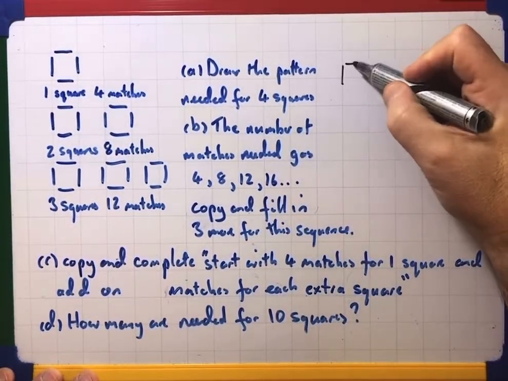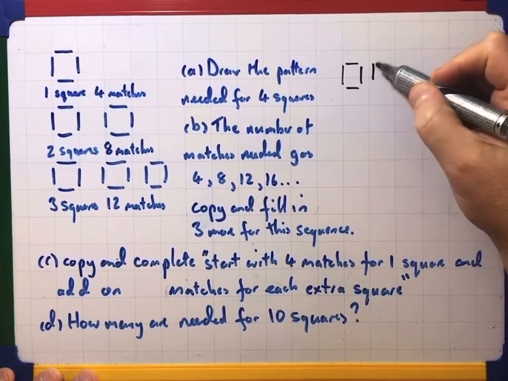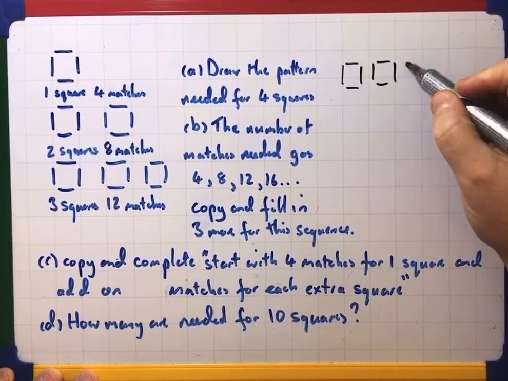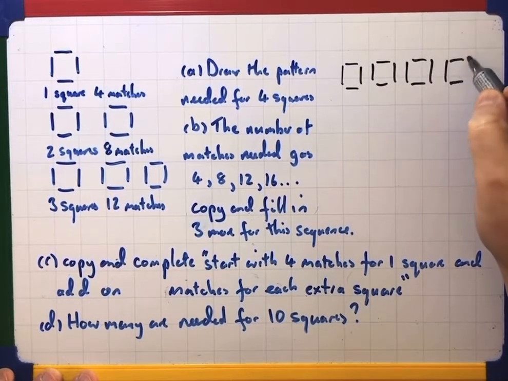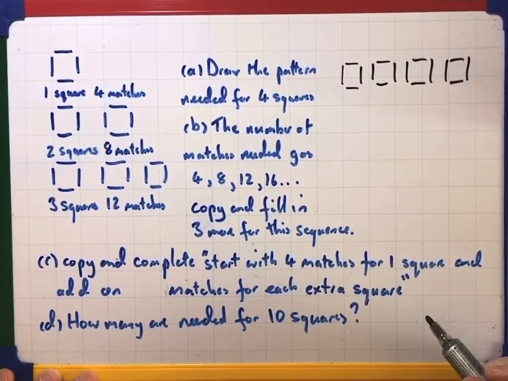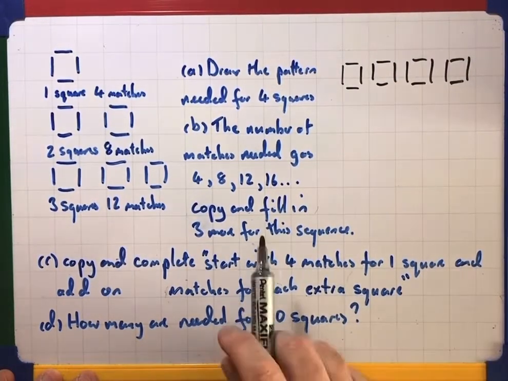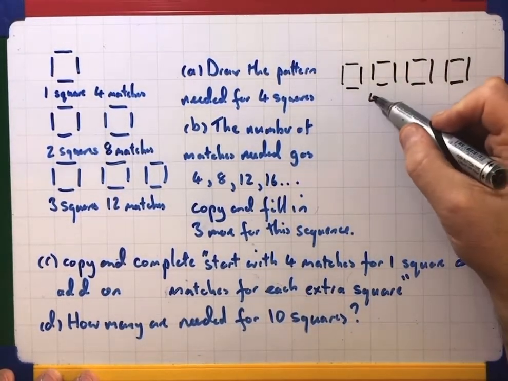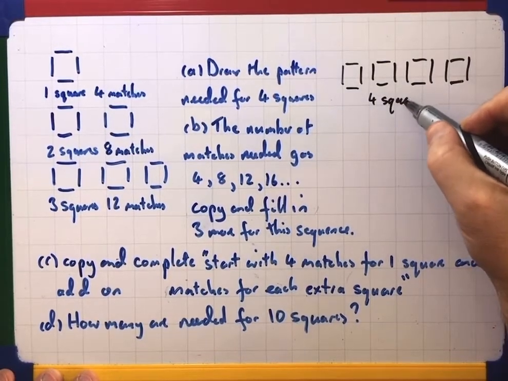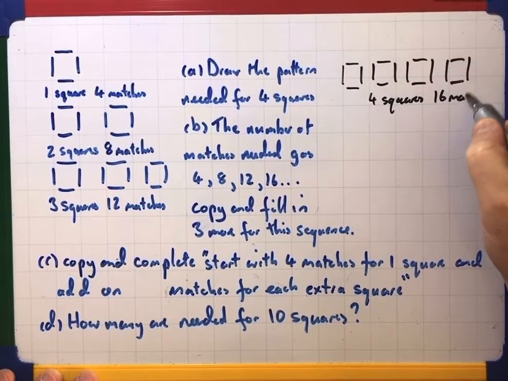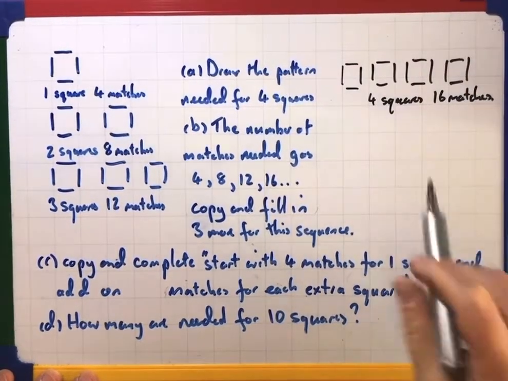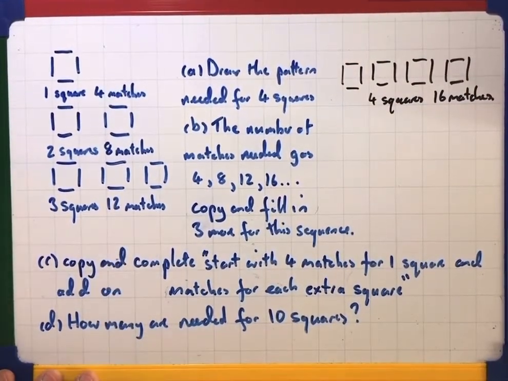So 1, 2, 3, 4. Okay. So if we're doing 4 squares, you can see there would be 16 matches. So that'd be the fourth one. It follows on from that.